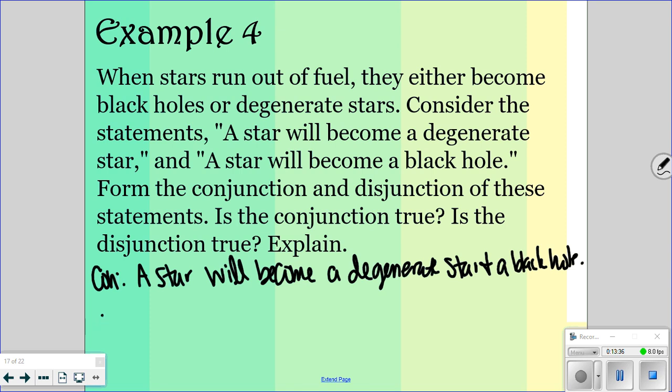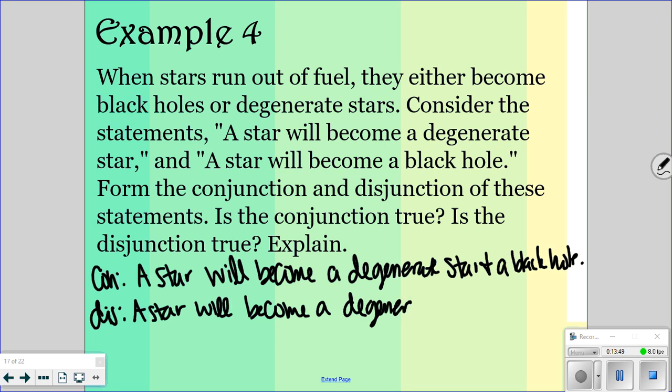And the disjunction would be a star will become a degenerate star or a black hole. So that's the conjunction and the disjunction. Now it wants to know, is the conjunction true?